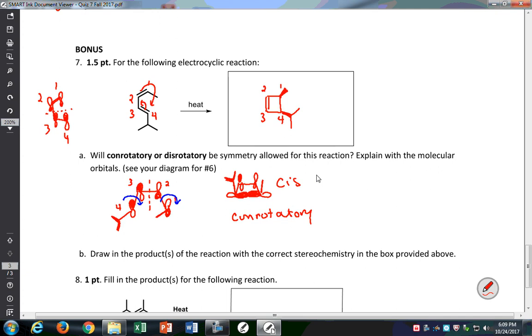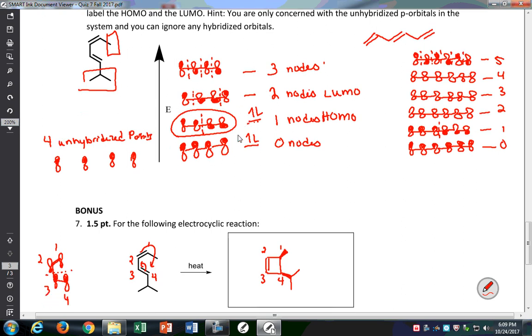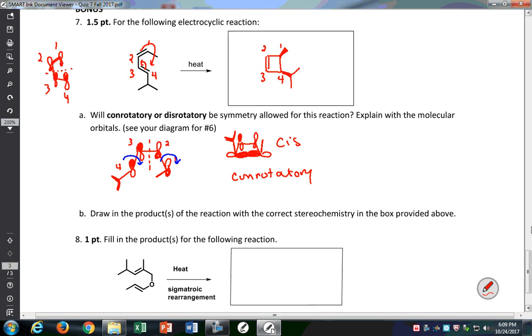And if you were to use the excited state, then you would have to rotate it disrotatory for red and red to overlap. Now you can also allow white and white to overlap, which means we'd still form cis, but my two groups would be pointing down. So we get both enantiomers. But what we don't ever get is the trans product. It's dependent on the conditions. So that's how you use the molecular orbitals to determine what products you get.